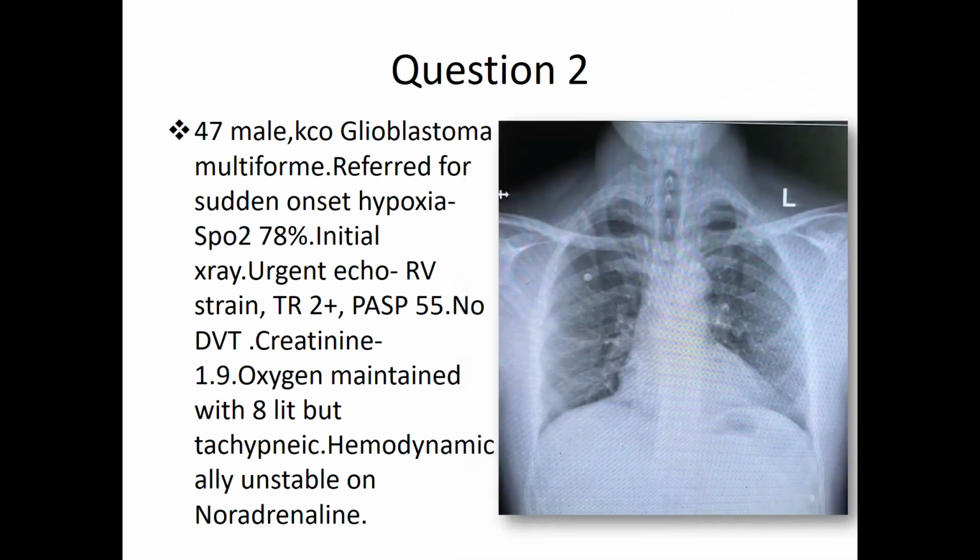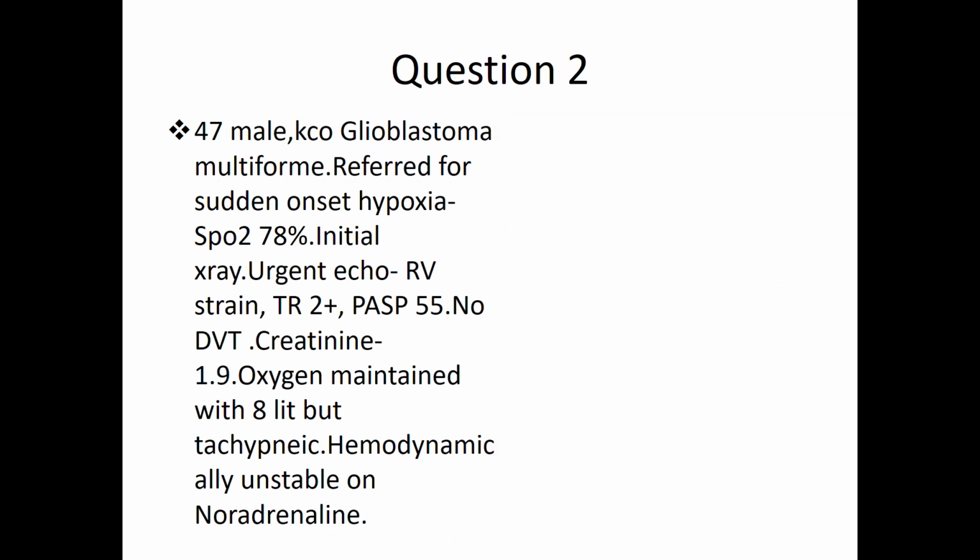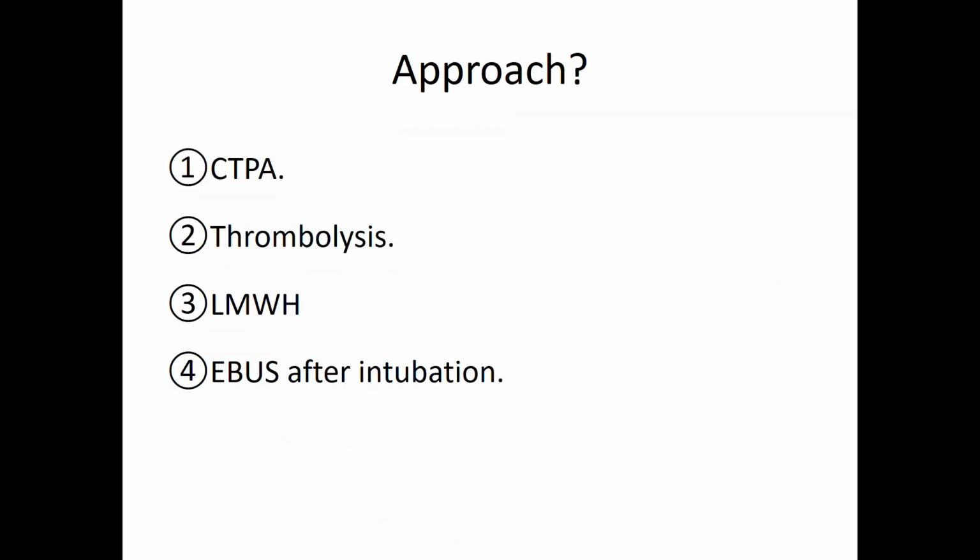So, this is the chest X-ray. Now, what should be the approach? The patient is also having a shock, which I have not mentioned here. So, whether we will still go for CT pulmonary angiography, whether we will thrombolyse the patient. Number 3, whether we will give empirically therapeutic dose of low molecular weight heparin, or fourth, we will intubate the patient and then we will do the EBUS. So, your answer please.